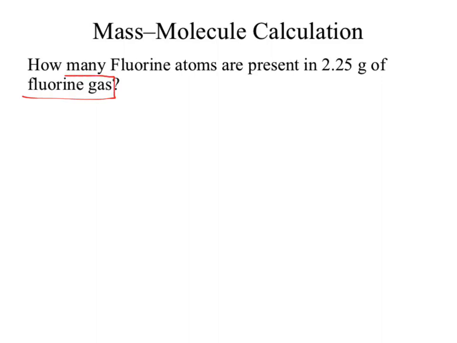What are you solving? Sorry, what are you solving for? Fluorine atoms, which is F. Fluorine gas is F2. You do got to watch out for your nomenclature systems behind how you solve these. Okay, it can bite you.